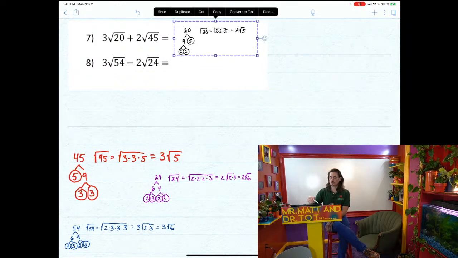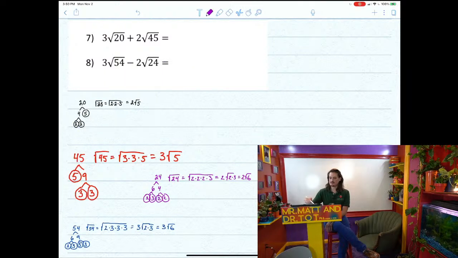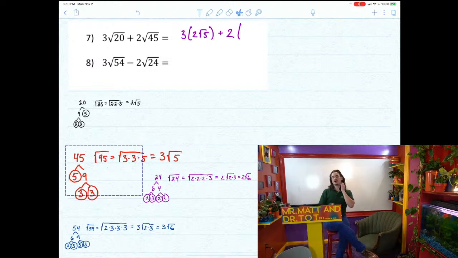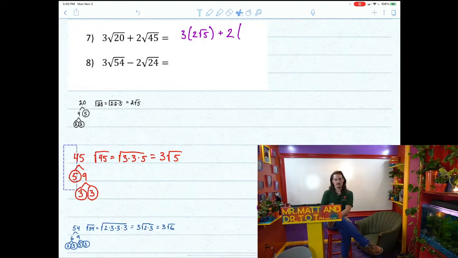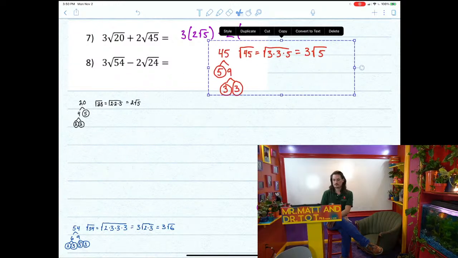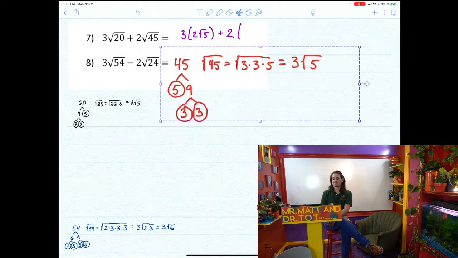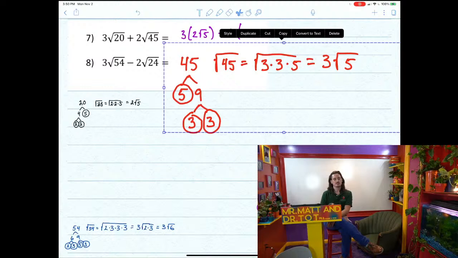And now if you see the square root of 45, 45 will break down into 5 times 9. And 9 will break down into 3 times 3. So the square root of 45 is the same thing as 3 times 3 times 5. The 2 3's underneath the radical, you can pull 1 out, so it would become 3 root 5.